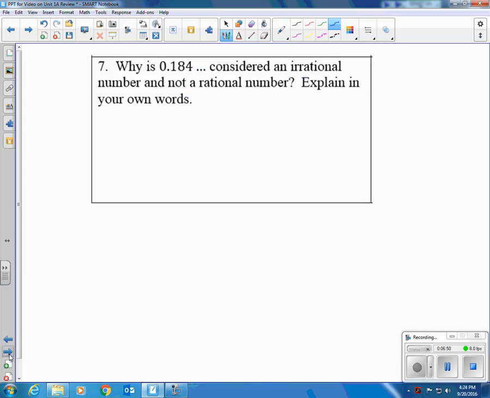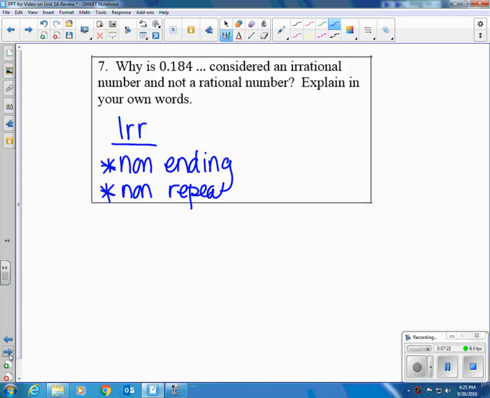Number 7, why is 0.184... considered an irrational number and not a rational number? Explain in your own words. Okay, well, this has a lot of different ways you could explain it, but this is my basic definition. It gets back to my definition of an irrational number. So I know that irrational numbers are non-terminating, non-ending, in other words, never-ending, and they are non-repeating. If they are not going to end and they're not going to repeat, that makes it an irrational number. So that would be my way to explain it.